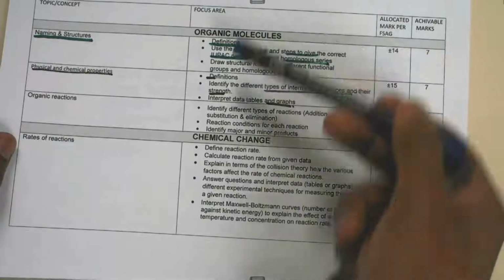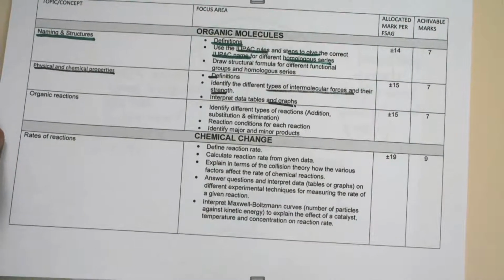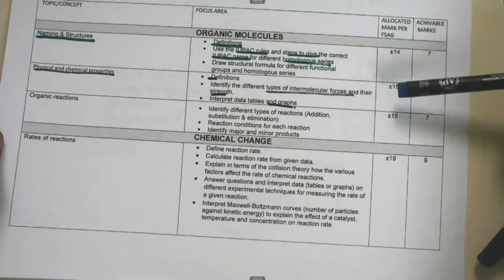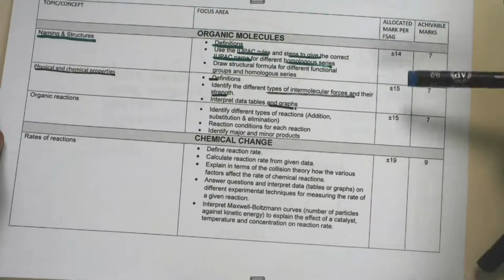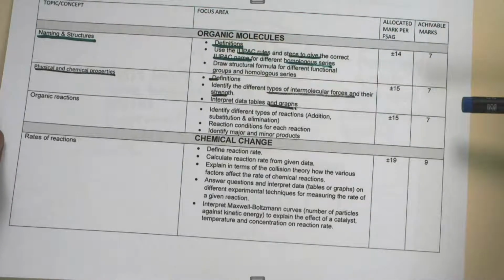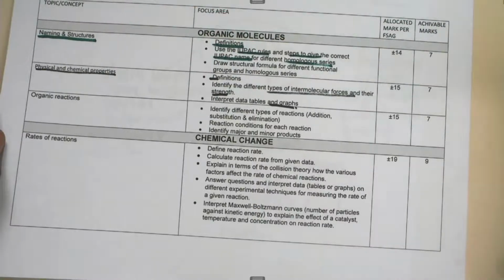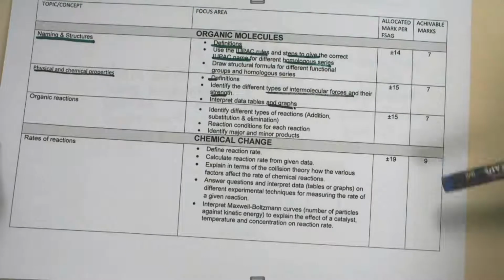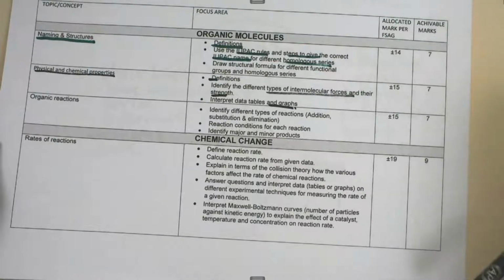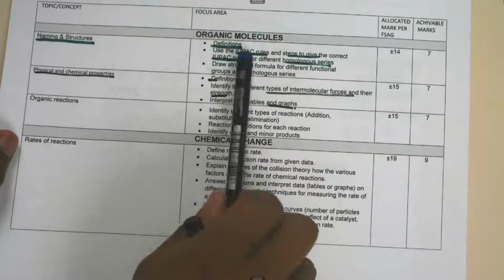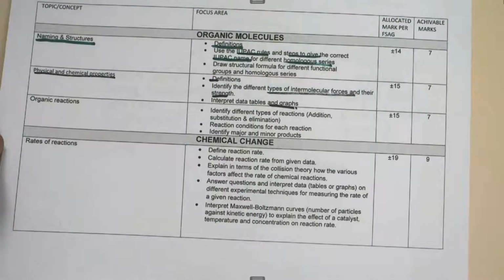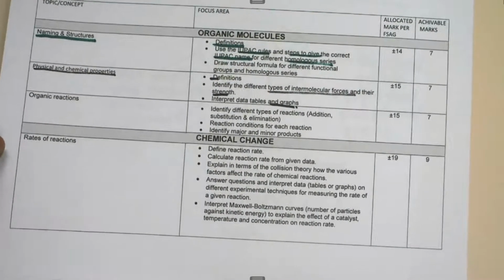So this revision plan that I compiled shows the number of marks allocated as per exam guideline and the number of achievable marks in this particular section. Imagine if we can achieve almost 50% of everything, focusing on these particular areas. Somehow we should be able to achieve maximum marks.